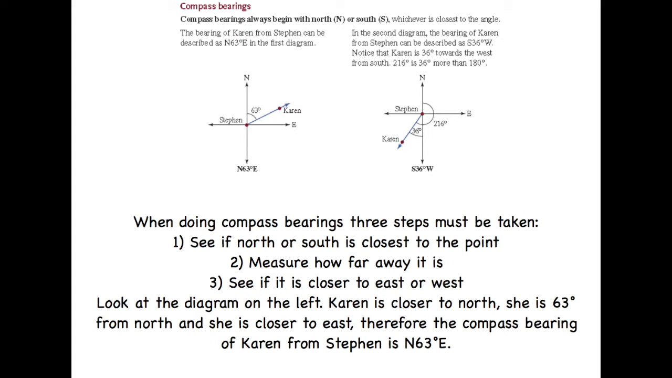Now, with the one on the right, you can see that she's standing close to the south, 36 degrees from south, and close to the west. So therefore, her compass bearing is south 36 degrees west. Using bearings and trigonometry, you can start to solve questions about distance, but we won't go into it now.